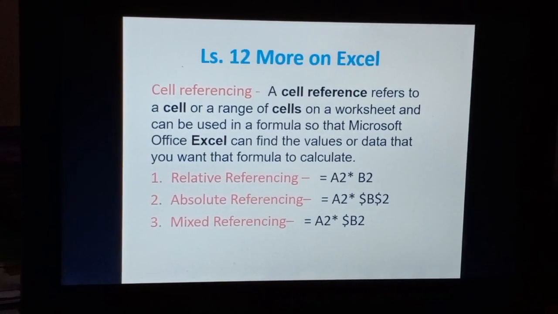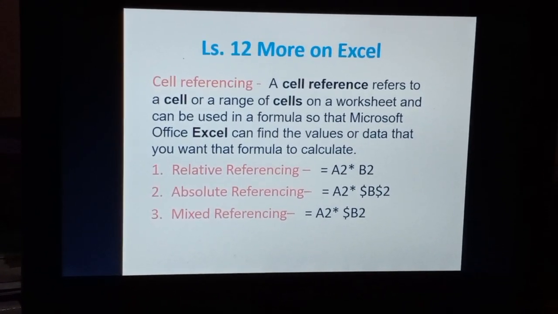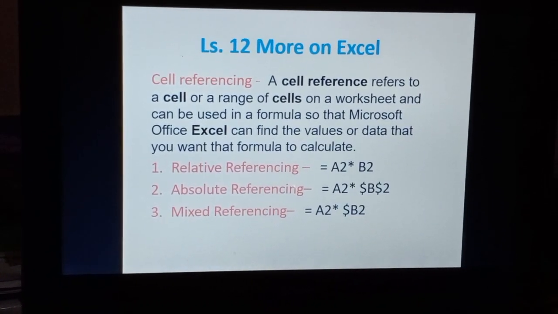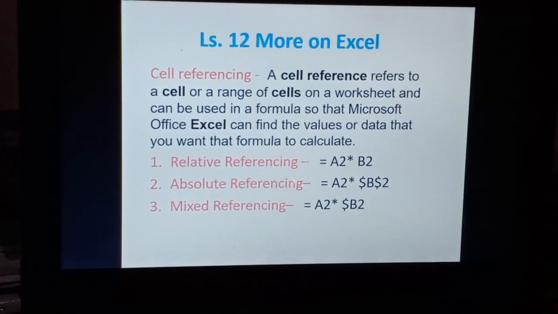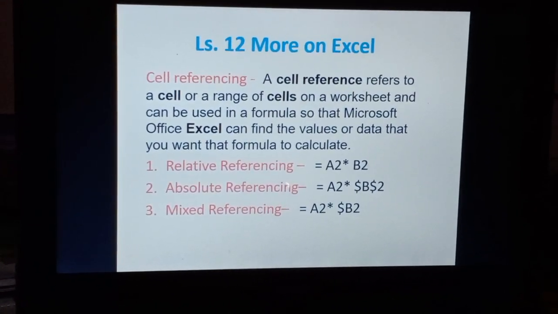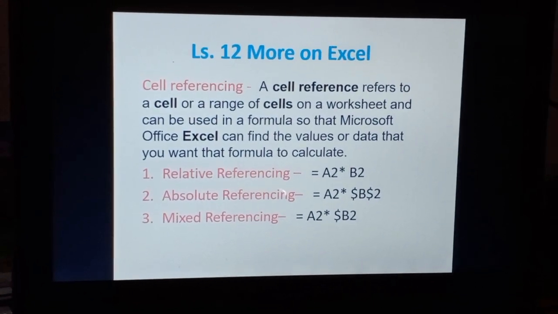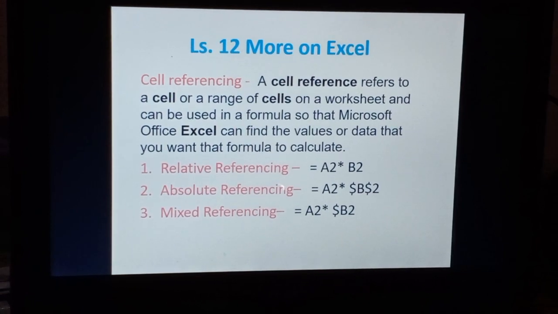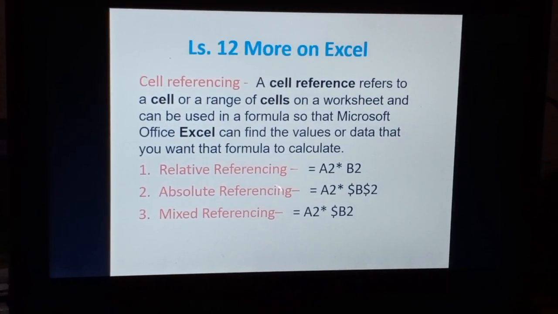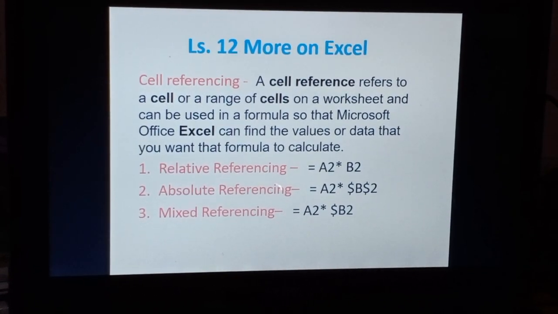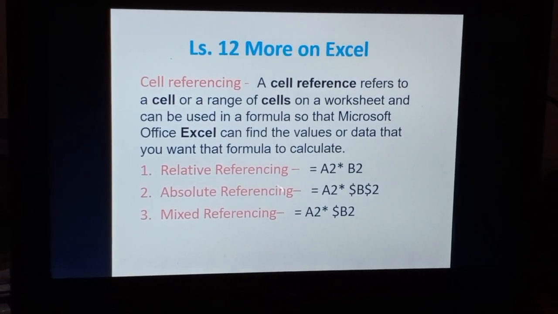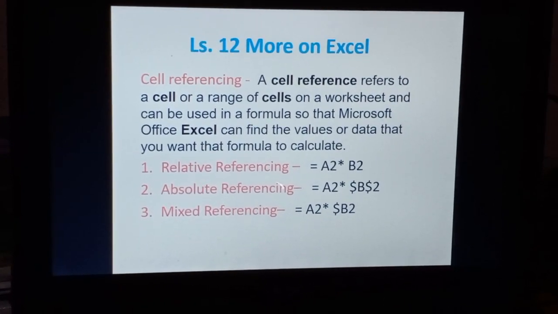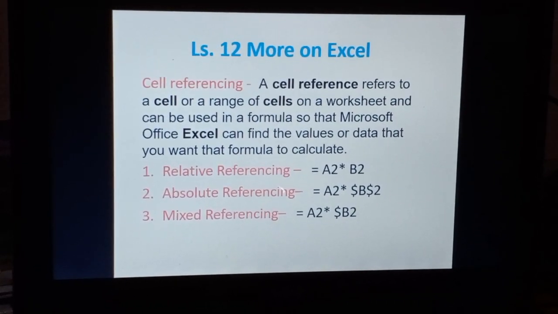There are three types of cell referencing in Excel: relative referencing, absolute referencing, and mixed referencing. Relative referencing is when we copy the formula, the cell references or cell addresses change automatically as per the cells. Absolute referencing: if you wish to keep any cell common in every formula, we use the cell address along with the dollar sign. That is called absolute referencing.